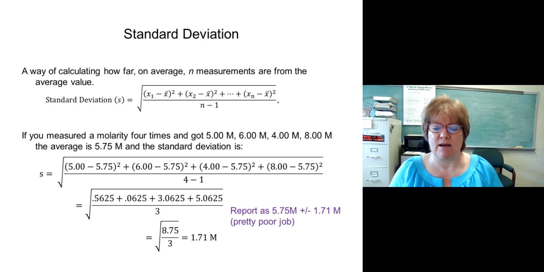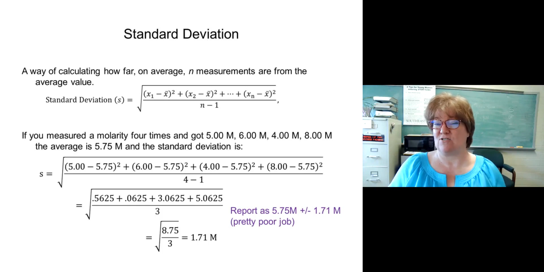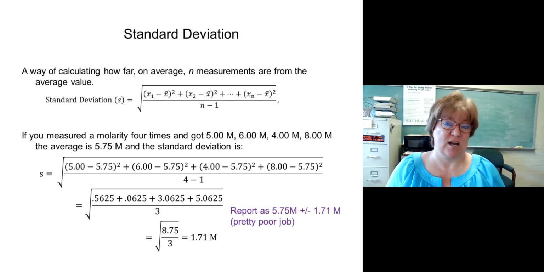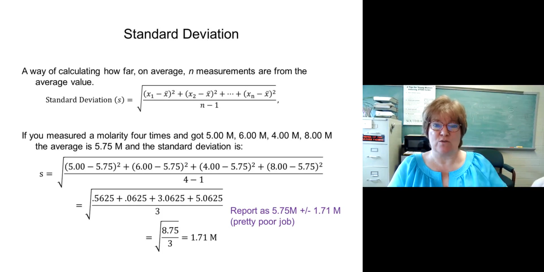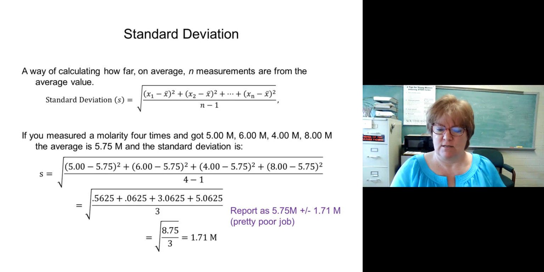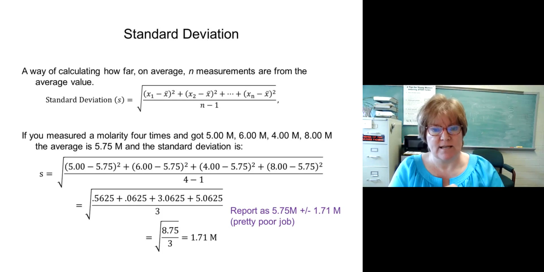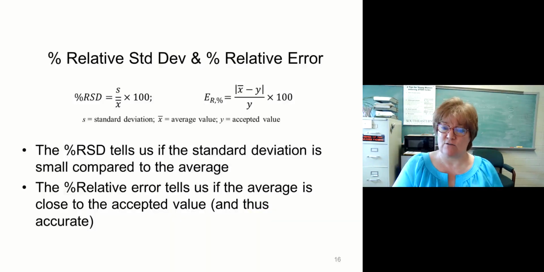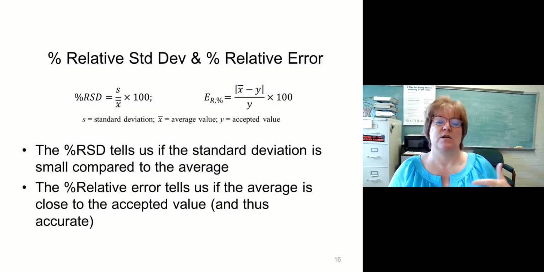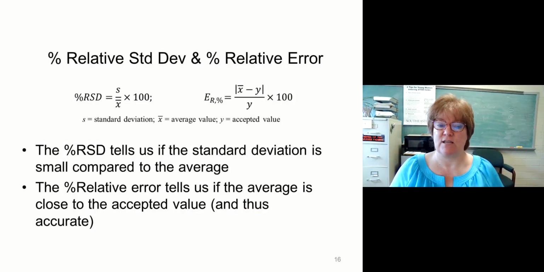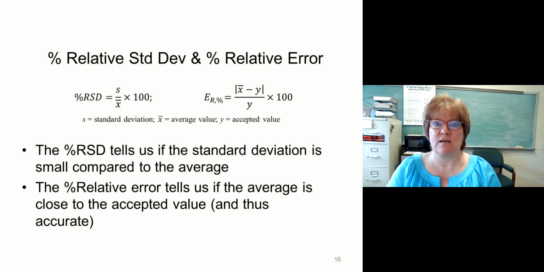So in this case, my average was 5.75 plus or minus 1.71 standard deviation. Not that great a job. 1.71 is almost a quarter of the 5.75. Speaking of which, two related calculations are percent relative standard deviation and percent relative error. Percent relative standard deviation is the standard deviation divided by the average. That gives us a sense of how big the standard deviation is in comparison to the number we were measuring.